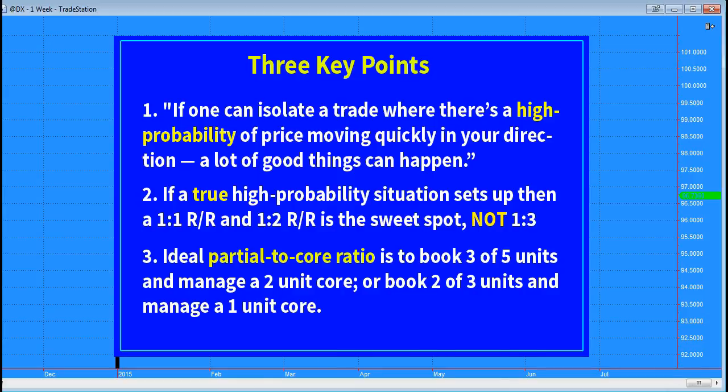Now, the operative phrase is high probability. I'm only talking about true high probability trades here. If it's a more random or lower probability situation, then perhaps a 1-to-3 or higher risk-reward zone is more optimal. But if you really know what you're doing and you follow the type of rule sets we define in these videos, then this alpha zone we demonstrate is the sweet spot. Point 3 is a partial to core ratio near 60% is ideal.